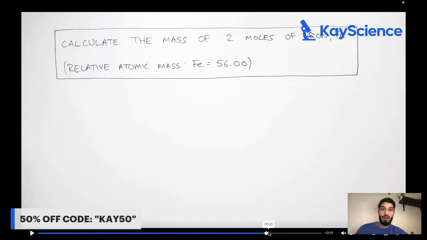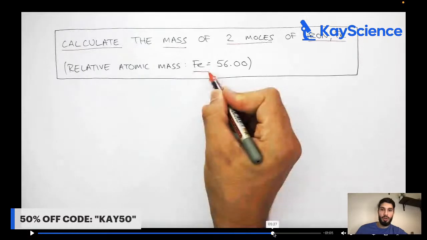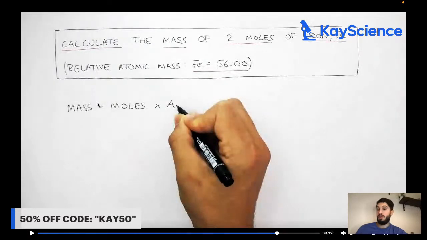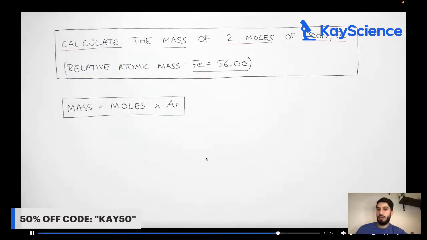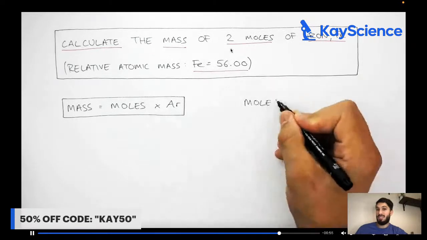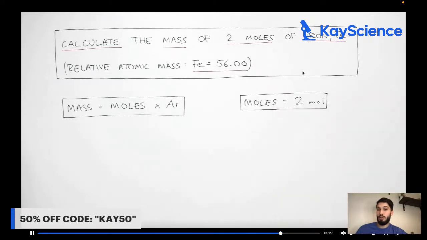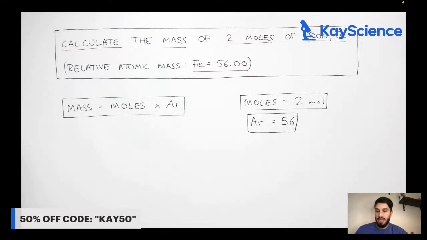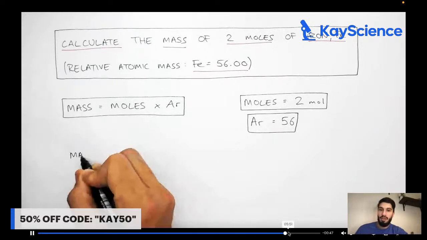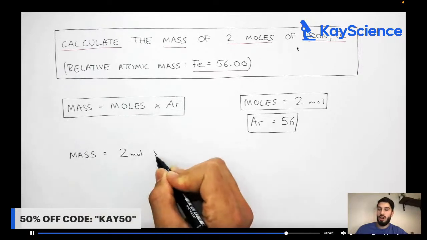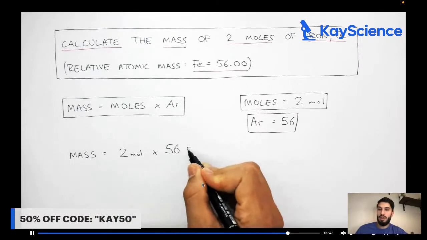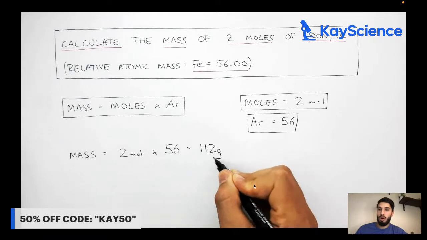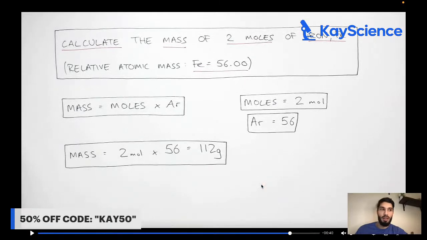So in this equation, we're now calculating the mass. So we write down the equation: mass equals moles times AR. It's literally just going to be moles is 2 mole. The AR is 56. So it's just 56 multiplied by 2. And then that means in 2 moles of iron, we have 112 grams of iron. That's it. I want to move on from this because this is really, really simple.